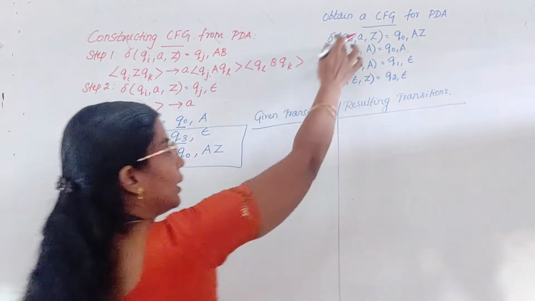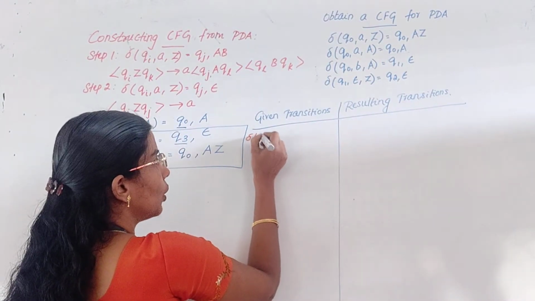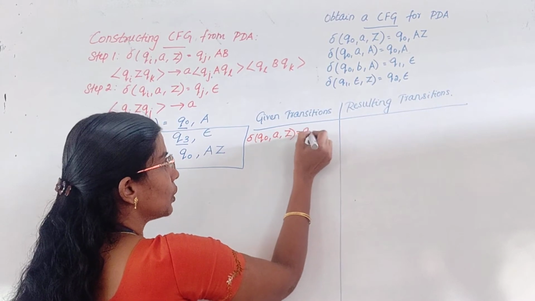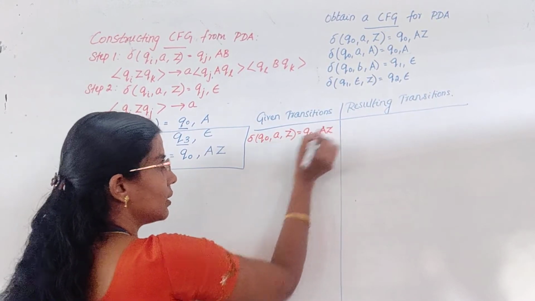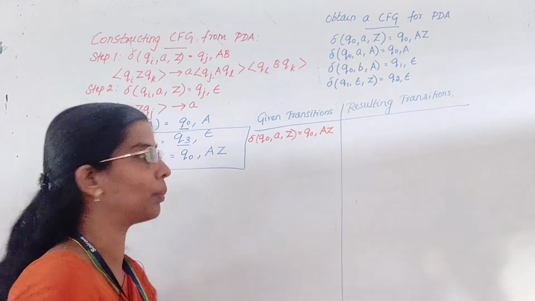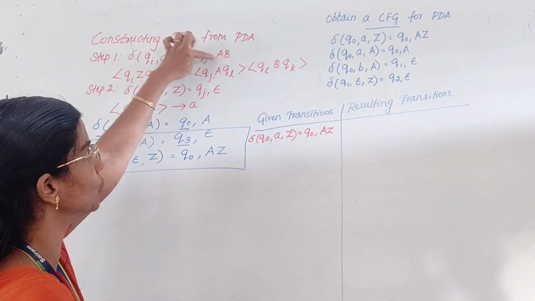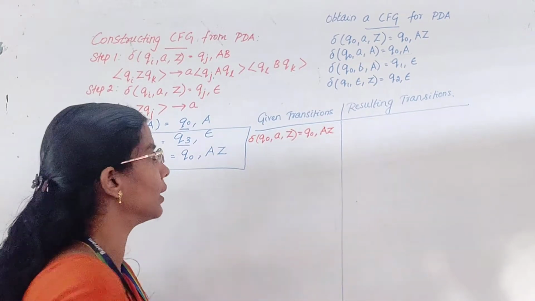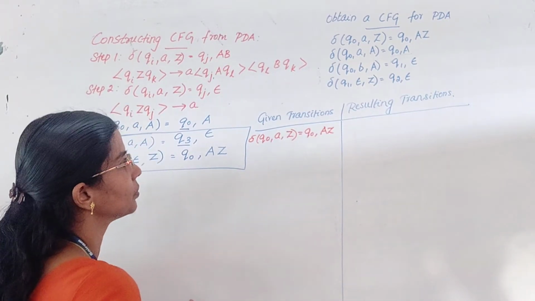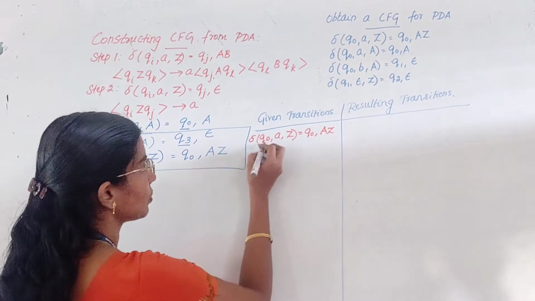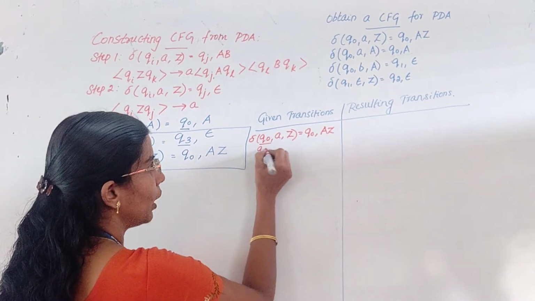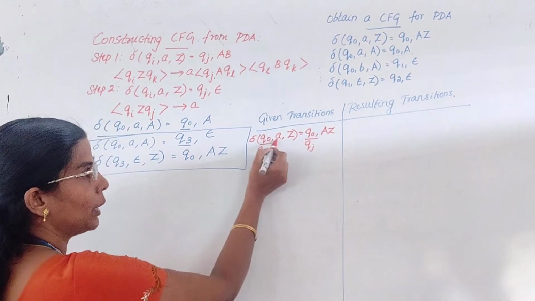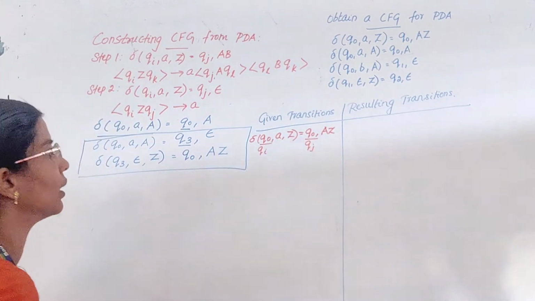Right, so take and write the first one, delta of Q0, A, Z, which is equal to Q0 comma A Z. So this is in the correct format. See here, either it should have these two non-terminals or it should have this epsilon. I have two non-terminals, and you can check here. This is my Qi and this is my Qj. Right, and my input symbol is A, stack is Z.